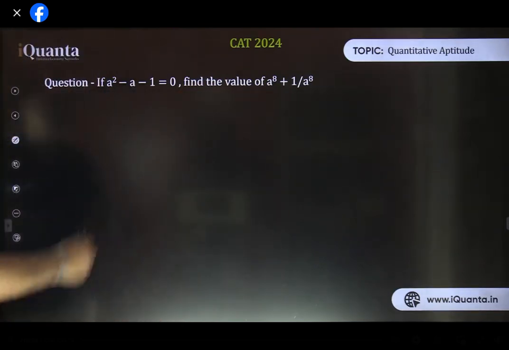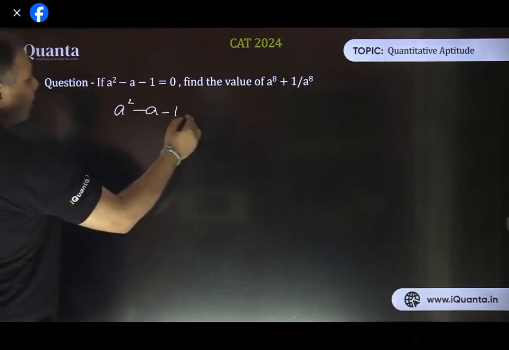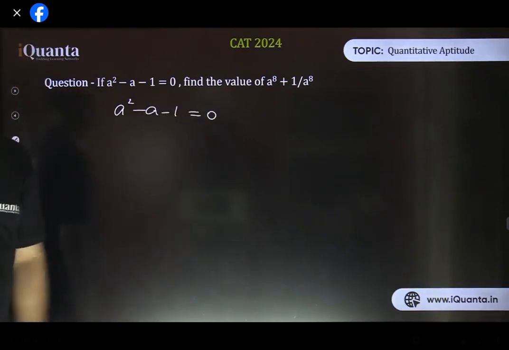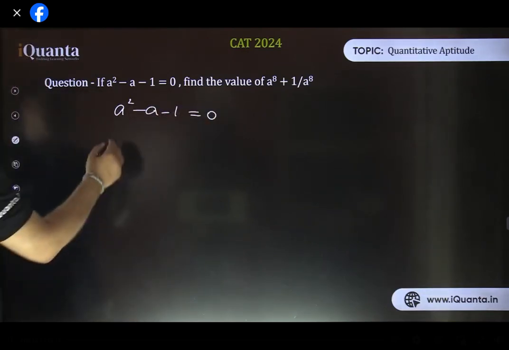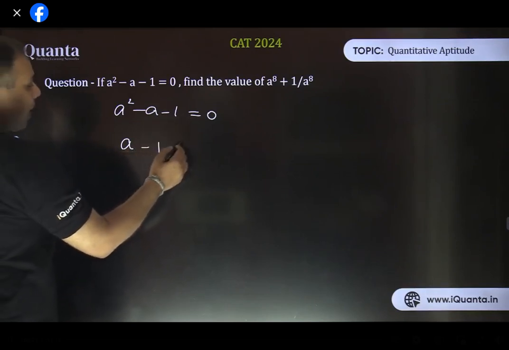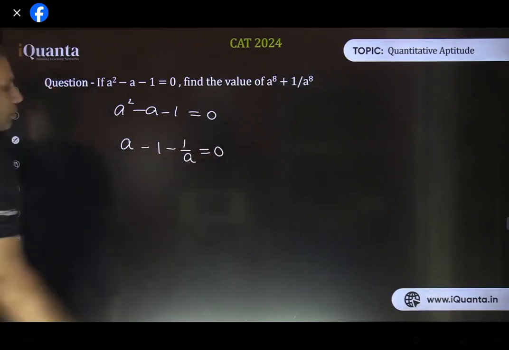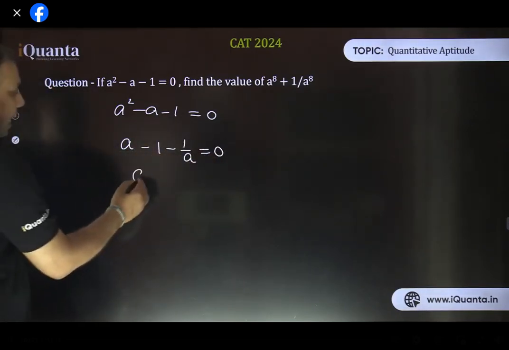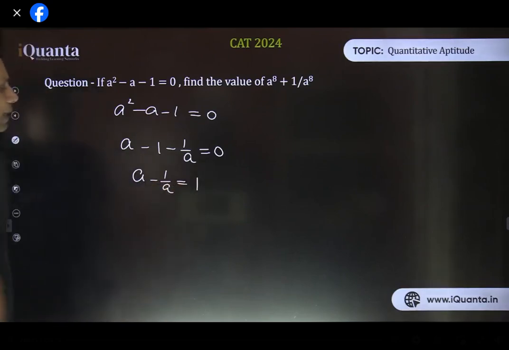So what we can do, let's see. So this a square minus a minus 1 equals 0. If I divide throughout by a, I repeat, if I divide throughout by a, I'm going to get a minus 1 upon a equals 0, right? So which means a minus 1 upon a equals 1. Now that is our starting point.